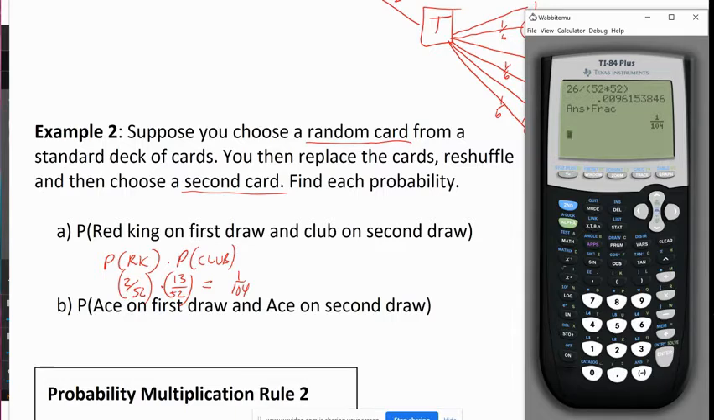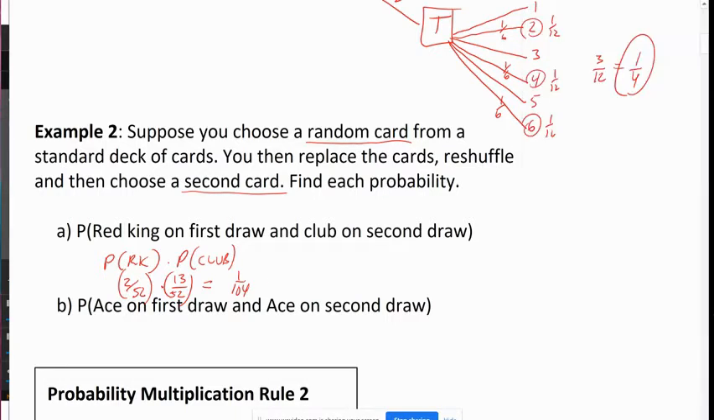104. And so we can say that's 1 over 104, and it is also about 0.009615. So that is about 1%, because this would round up to a 1, so we're really close to 1%. So there's a 1% chance that you're going to draw a red king and a club in that order.